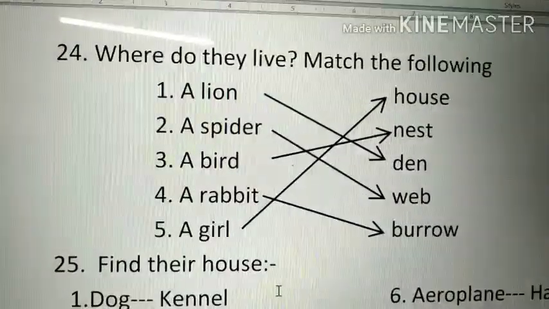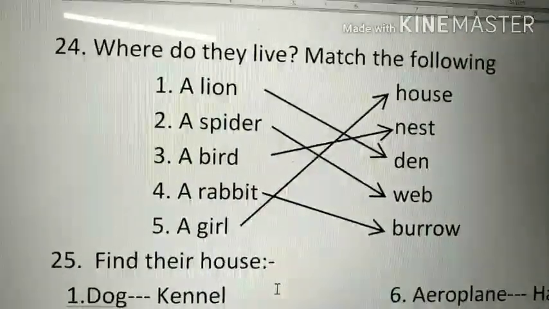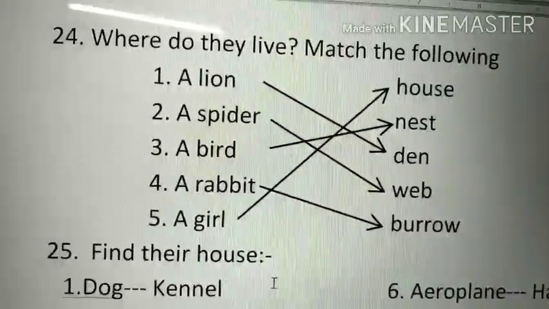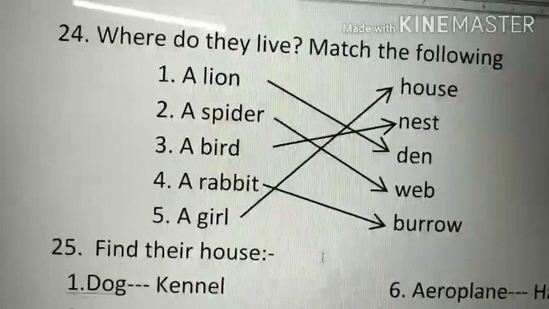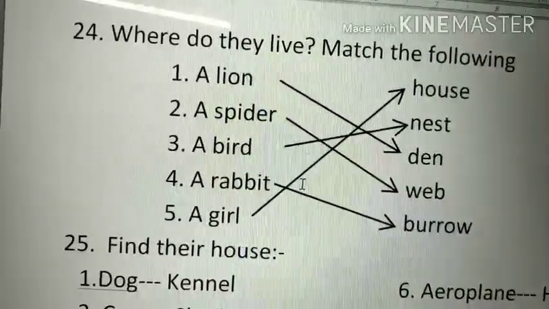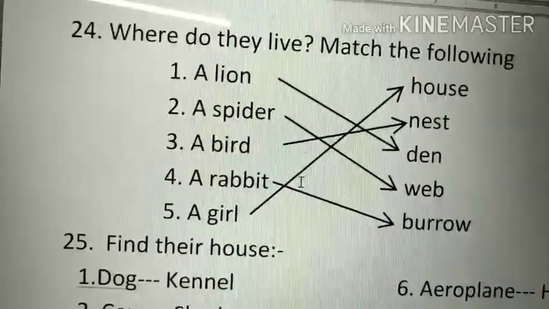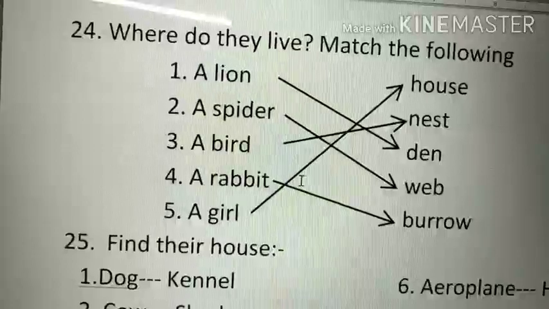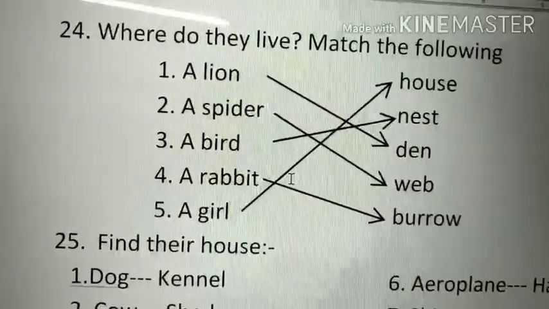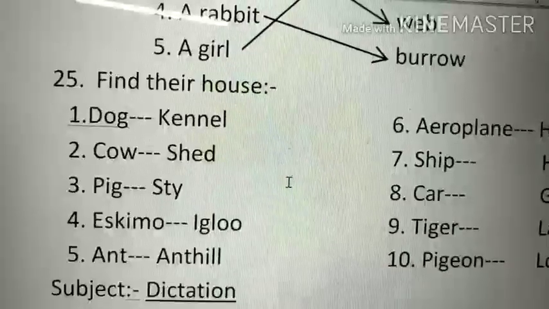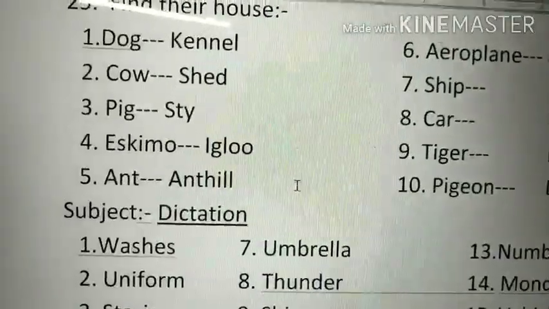Now, question number 24. Where do they live? Match the following. 1. A lion. 2. A spider. 3. A bird. 4. A rabbit. 5. A girl.